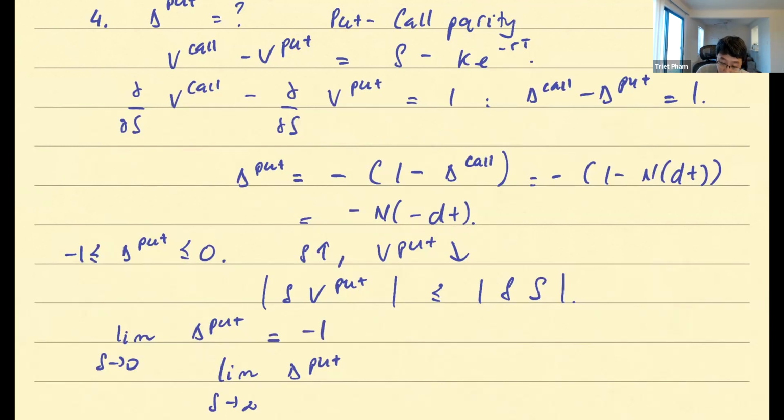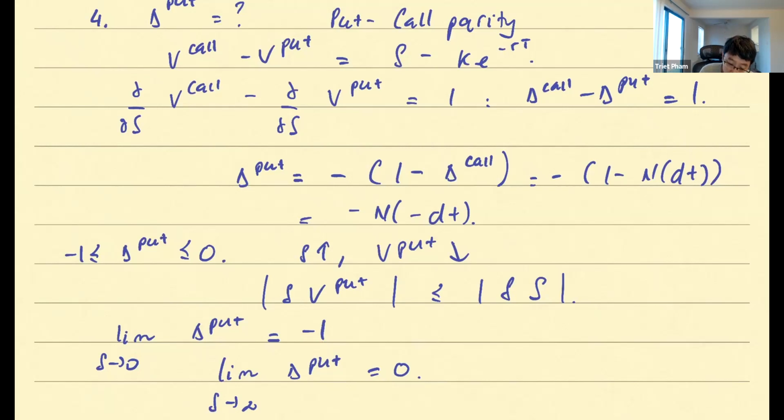As s goes to infinity, delta call is 1, then delta put is 0, which is the opposite of the call option. Which again is very easy to see. Why? This is where you're deep in the money. So a $1 gain in the stock price means a $1 decrease in your option value. Conversely, a $1 decrease in the stock price is a $1 gain. But your stock is almost zero, very small already. So a $1 loss in the stock price seems not sensible.